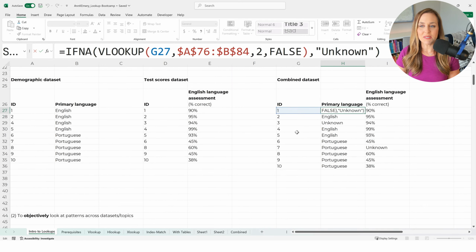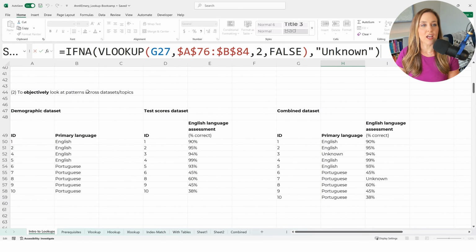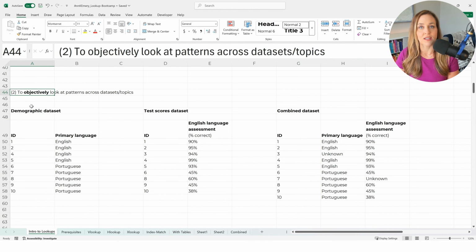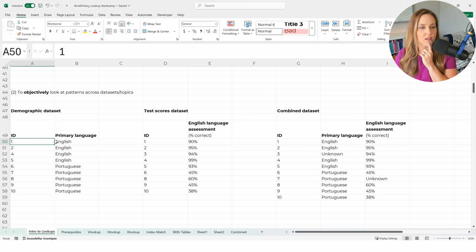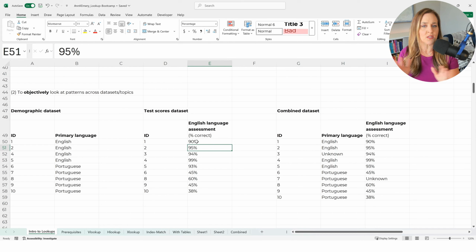Reason number two behind lookups is they help us objectively look at patterns across data sets or topics. Now, I know you can zigzag your eyes back and forth, and say, okay, person number one, their primary language is English, so here they are here, and 90% correct sounds high. Okay, that makes sense. And then here's person two, also an English speaker, and here they are again, 95%. That feels relatively high. That is subjective. We're not doing anything subjective. Data is supposed to be methodical and logical and objective.